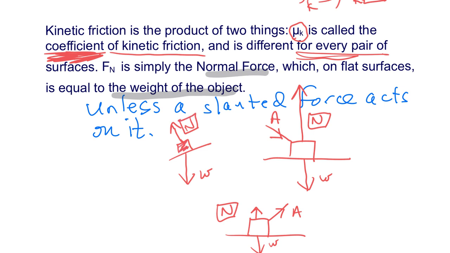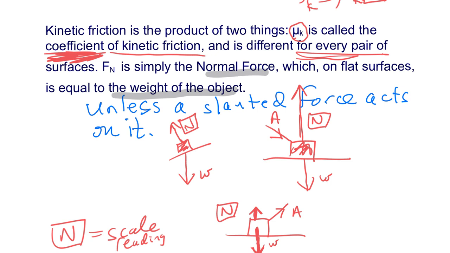So the scale reading would read more if someone's pushing down on your shoulders as you stand on a scale. The scale reading, the normal force, would be more if someone was pushing down on your shoulders. Whereas if someone's pulling up on your shoulders or under your armpits as you're standing on the scale, the normal force, the scale reading, would read less than the weight.